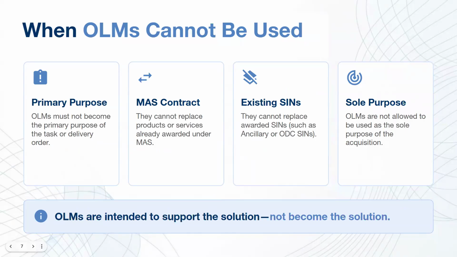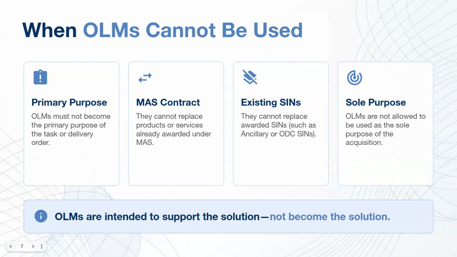All right, so, when OLMs cannot be used. You're going to notice a common theme running through everything that we're discussing right now, that OLMs provide flexibility, but they aren't intended to replace the foundation of the items awarded on your MAS contract. So OLMs can't become the primary purpose of the order. If the government's main objective is to acquire products or services being proposed as OLMs, then the OLM authority isn't the appropriate vehicle.